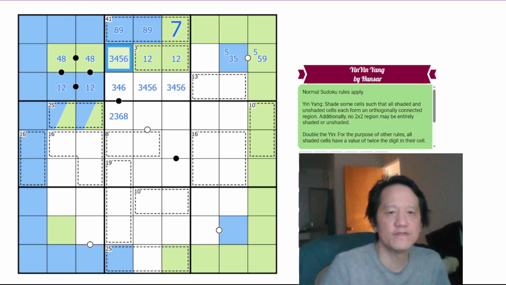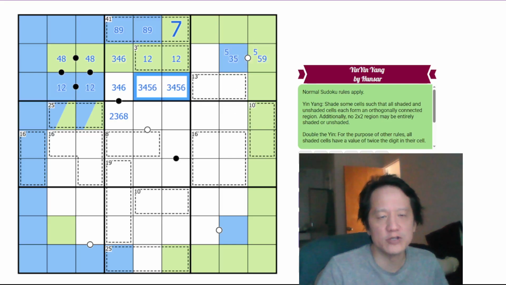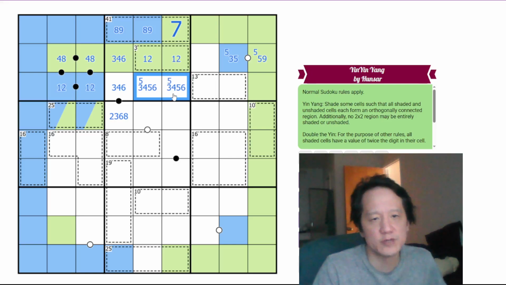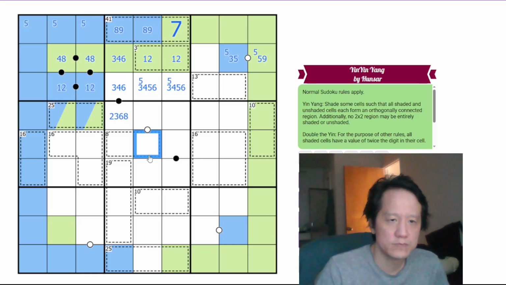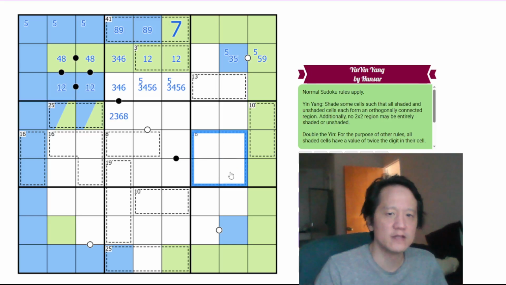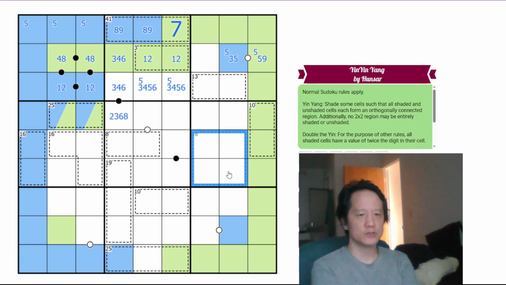This can't be 5, because we know 5 has to be one of these two digits. So where is 5 in box 2? It must be here, so 5 has to be one of these 3 here. In this 2x2 area, you have at least one doubled and one non-doubled, but we don't know which is which.